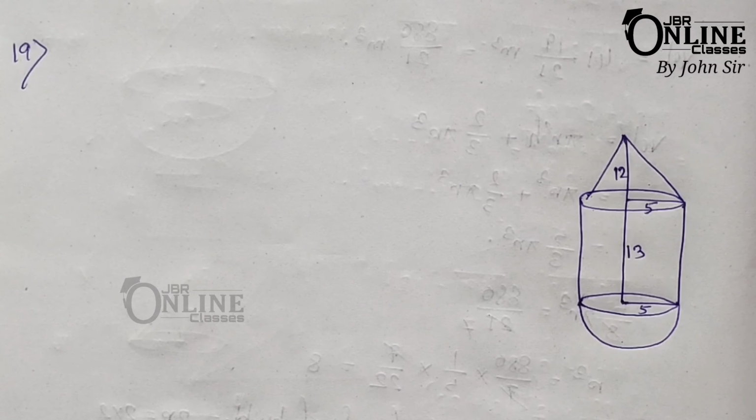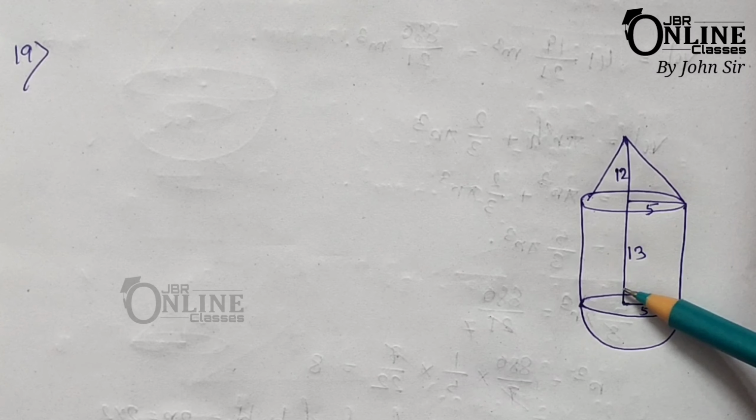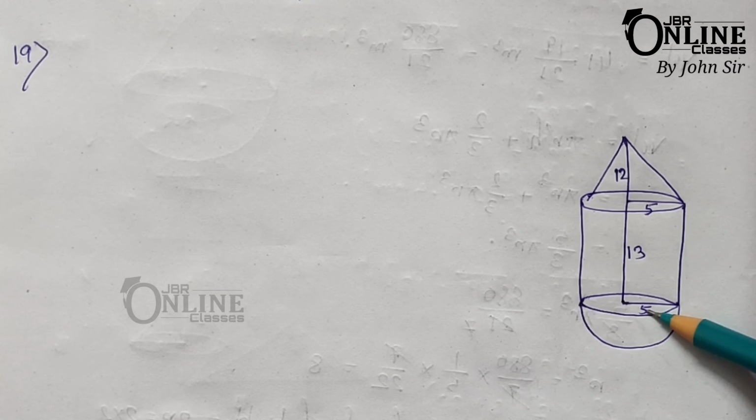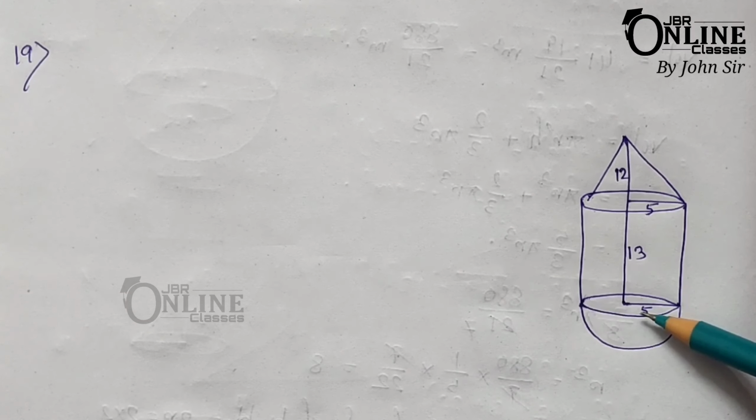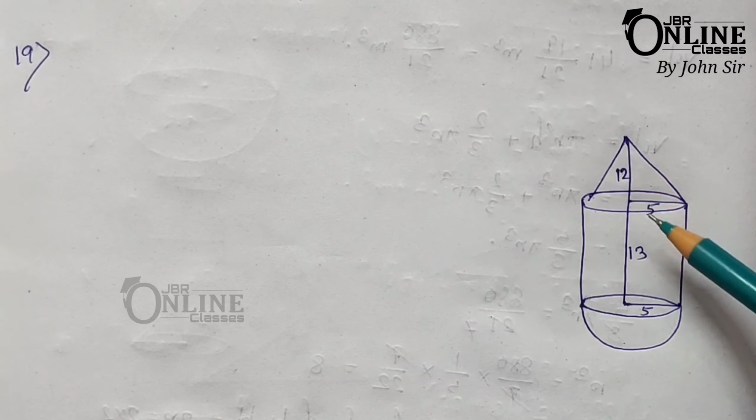So now sum number 19. A toy is in the shape of a right circular cylinder with a hemisphere at one end and a cone at the other. Same diagram as the previous one. The height and radius of the cylindrical part are 13 and 5. So height 13 and radius equal to 5. The radii of the hemispherical and the conical part are the same as that of the cylindrical part, that means both are 5 centimeter. Calculate the surface area of the toy if the height of the conical part is 12. So height of the conical part here is 12.